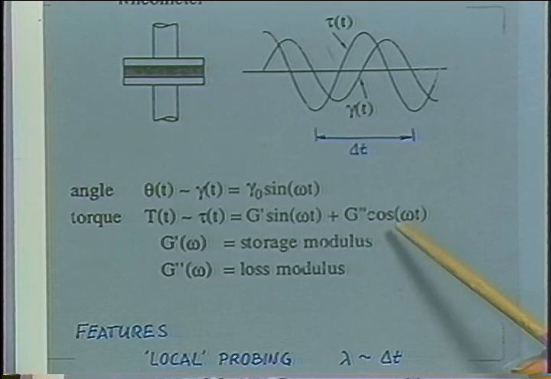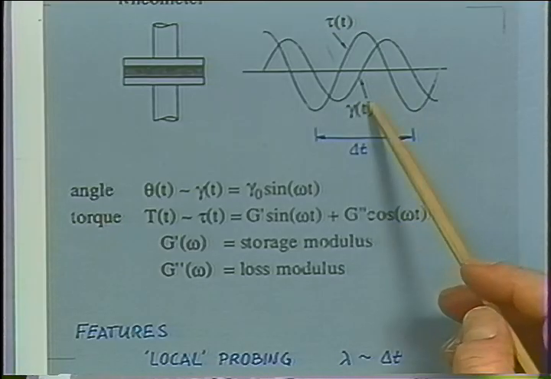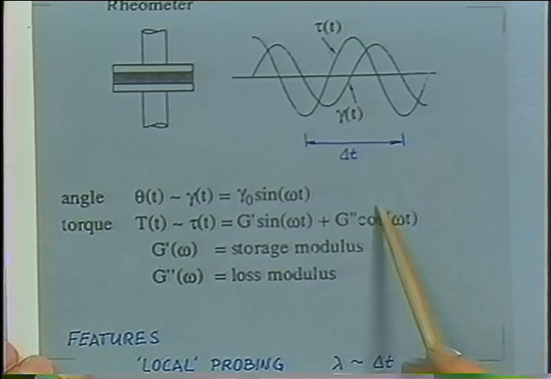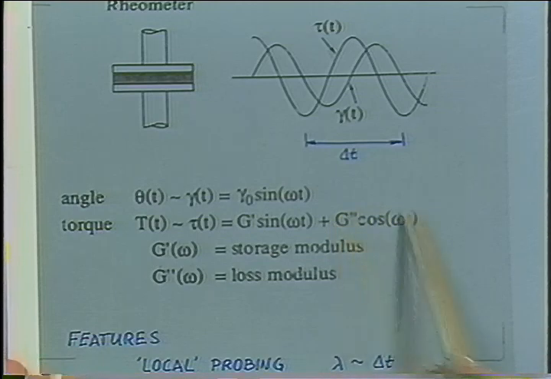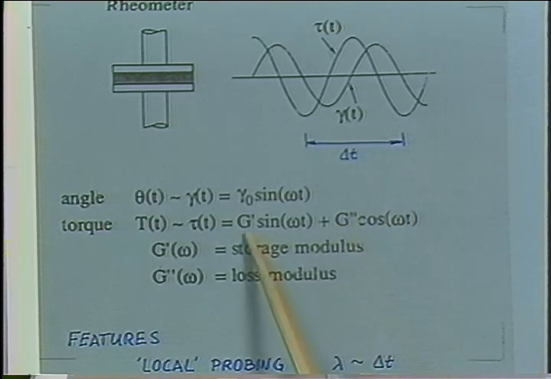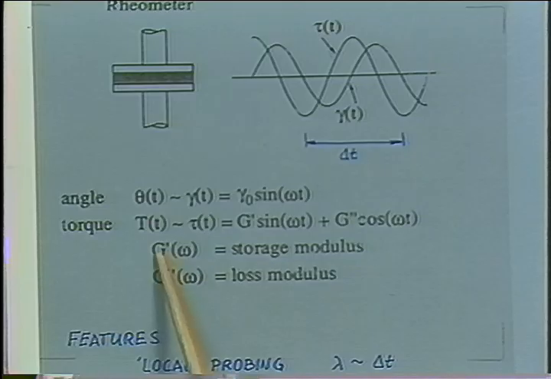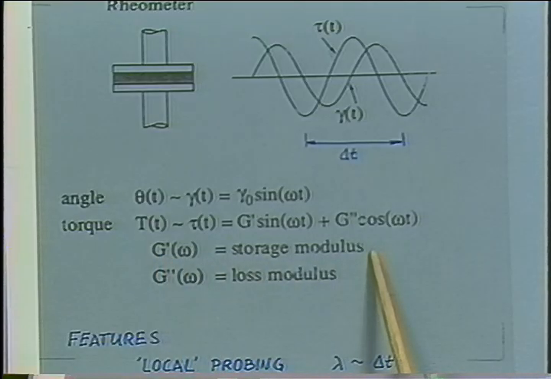Turns out that a Hookean solid in that type of experiment would have G double prime equal to 0, would only have G prime, and G prime would be a constant. And that would be the modulus of the Hookean material, the shear modulus. That's why G prime is called the storage modulus. It's connected with the elastic behavior of the material.